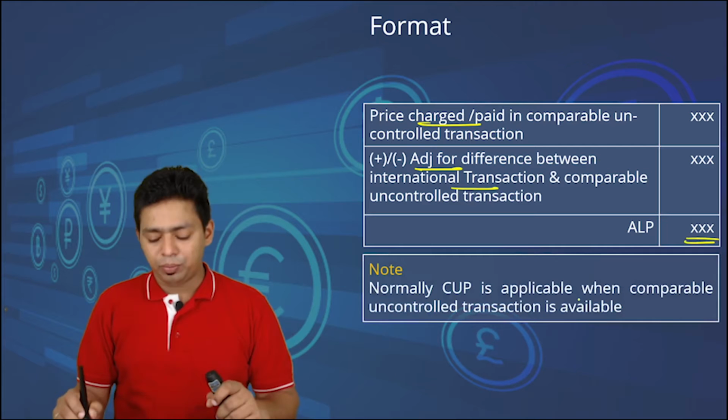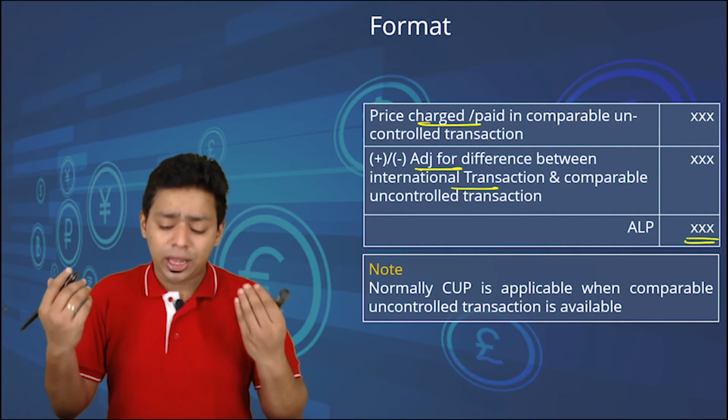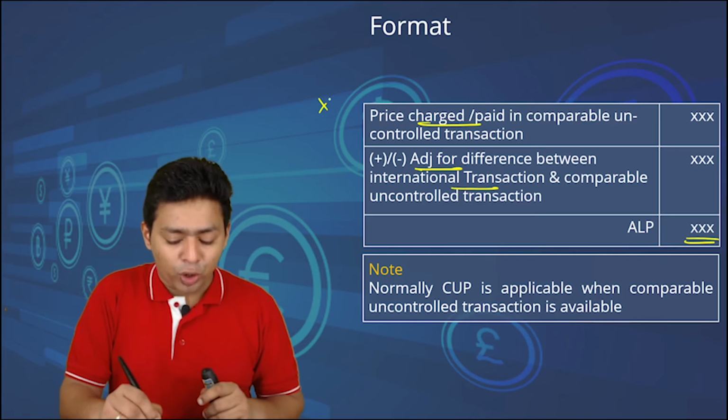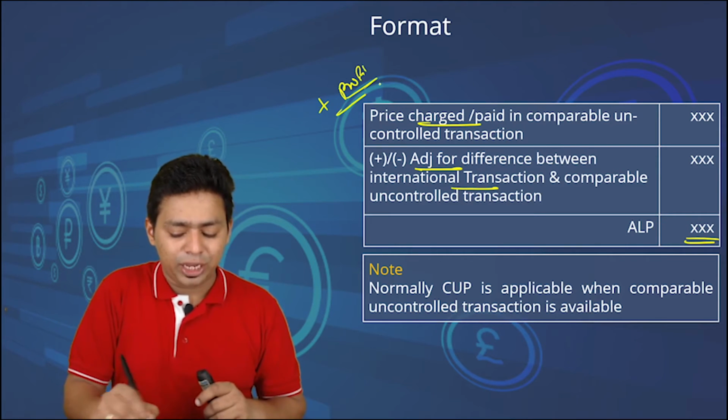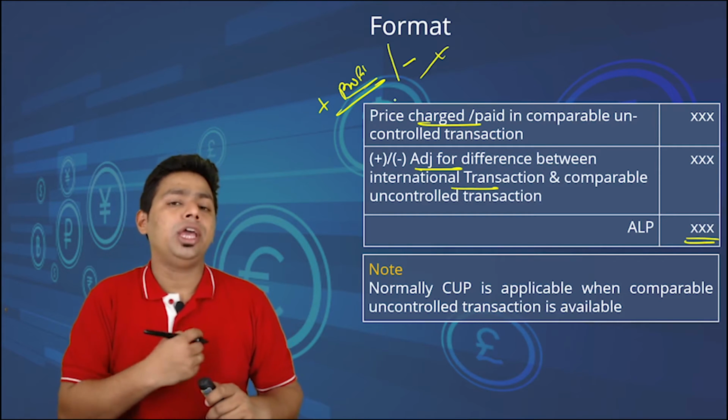ALP will be compared with the actual transaction, and then we will see whether there is a positive effect on the profit or not. If there is a positive effect, we will accept it. If there is a negative effect on profit, we will ignore this.